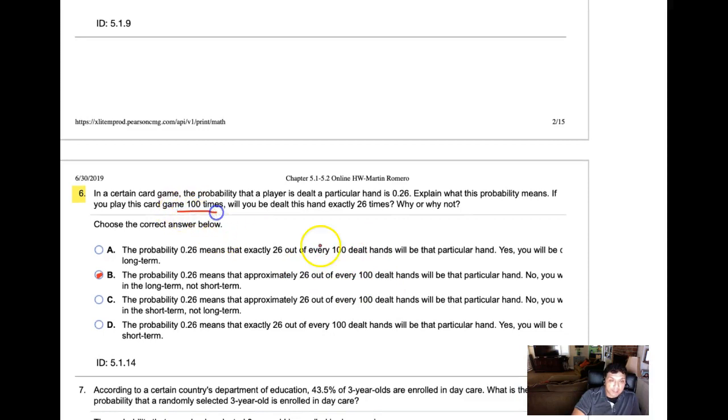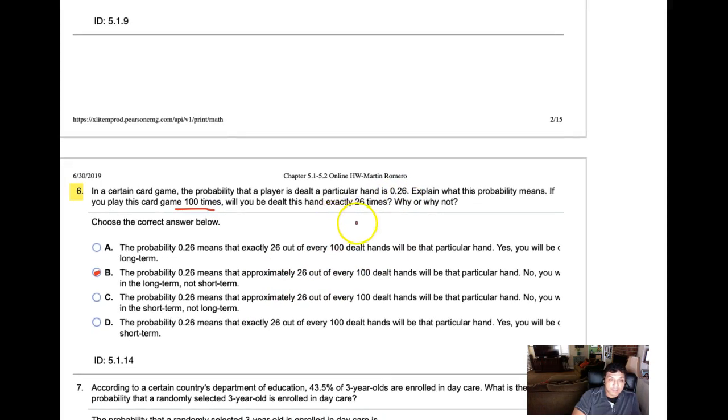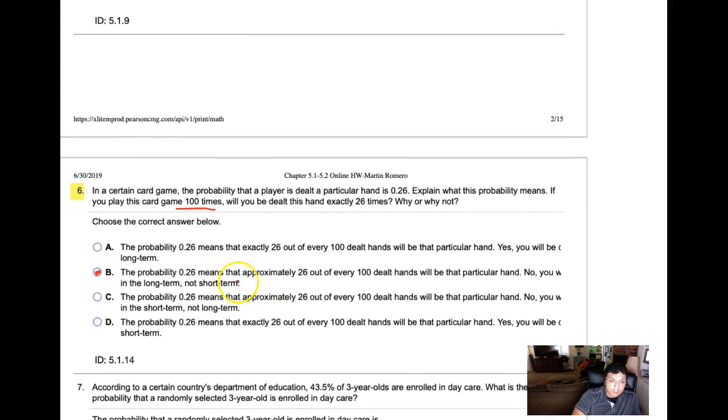100 times, right, approximately 26 out of 100 times that event would occur. And again, this is with respect to what would happen in the long term, not the short term. So we wouldn't expect actually 26 out of 100 times for it to happen, but approximately. And in the long run, 26 out of 100 times, we would see that event occur.